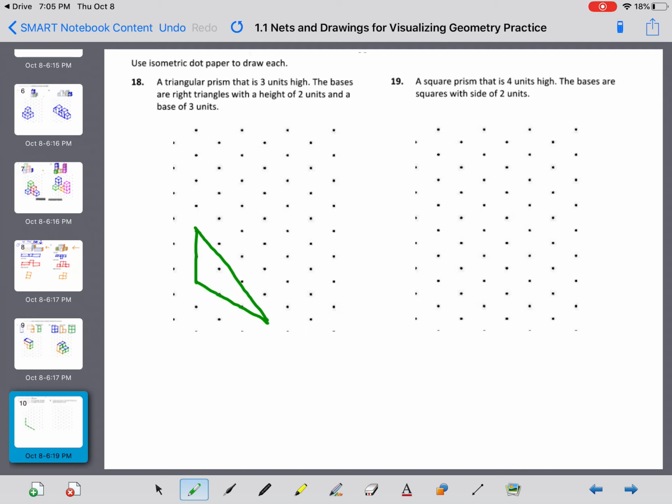Now, although there are no dots to connect this, we know that it's a triangle. Okay? I can come across. And again, I'm going to do that height of 2 and a base of 3. And there's your ramp.